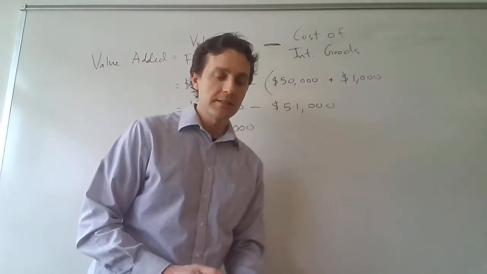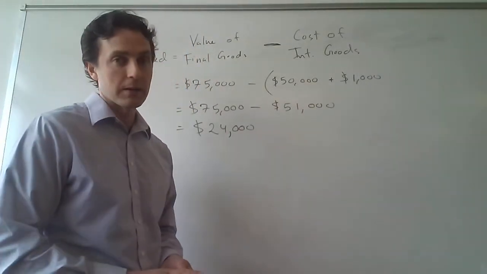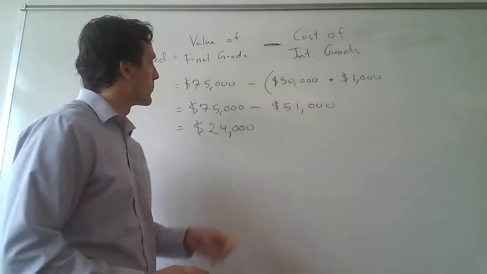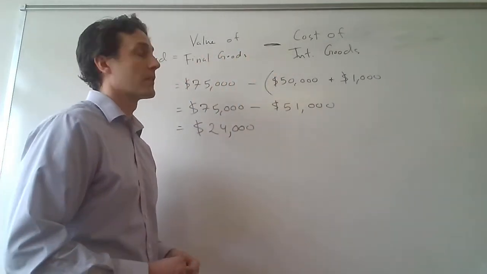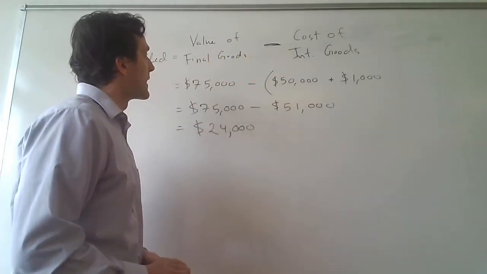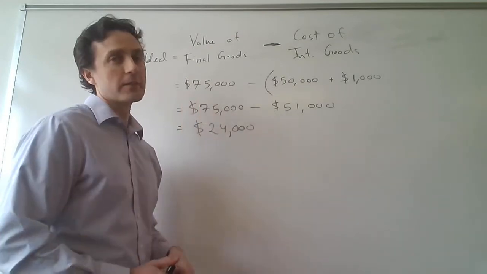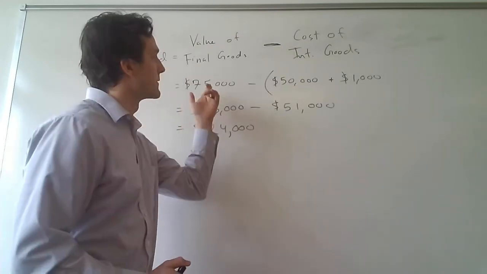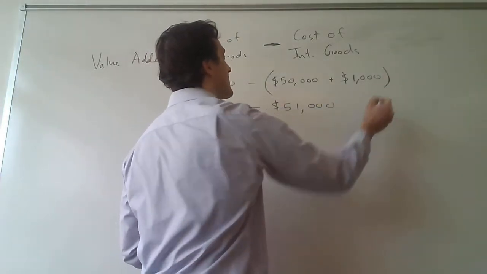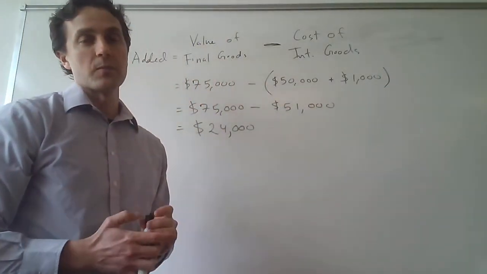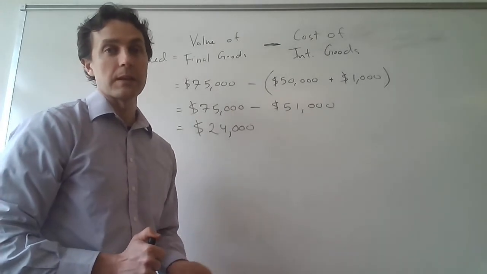All right, so using this information now, all we need to do is figure out the value of the final goods, and subtract off the cost of the intermediate goods. And so remember, the value of the final goods was just the value of the peanut butter, which was $75,000. And then we want to subtract off the cost of the intermediate goods. And again, we said that the intermediate goods were the salt and the peanuts.